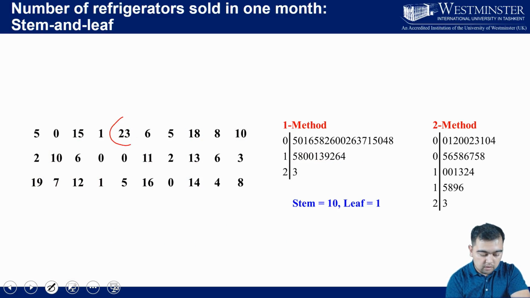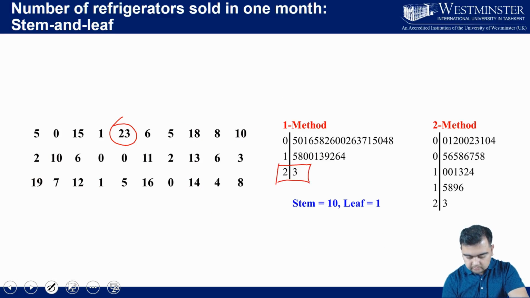And since we have only 123, which is the third stem, we simply put it as what?